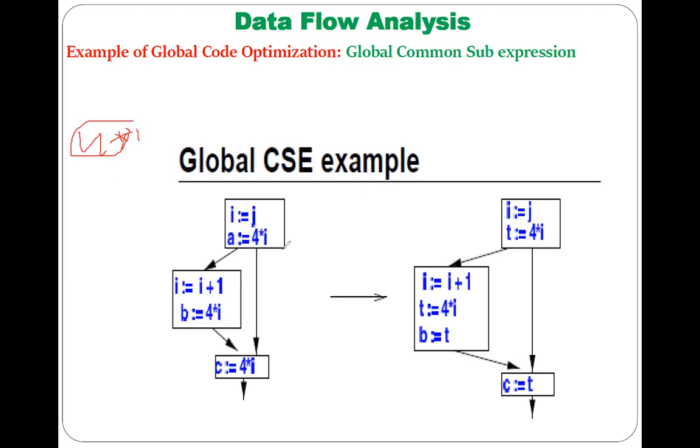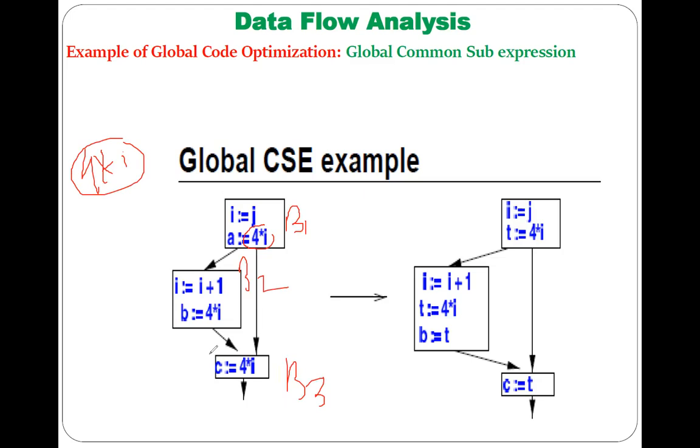And at which point is it available? Suppose this is B1, this is B2, and this is B3. So is 4 into I available at both the basic blocks B2 and B3? Let's see. This is B1. If you can see, this is B2 and this is B3. So now, is 4 into I available for B2?